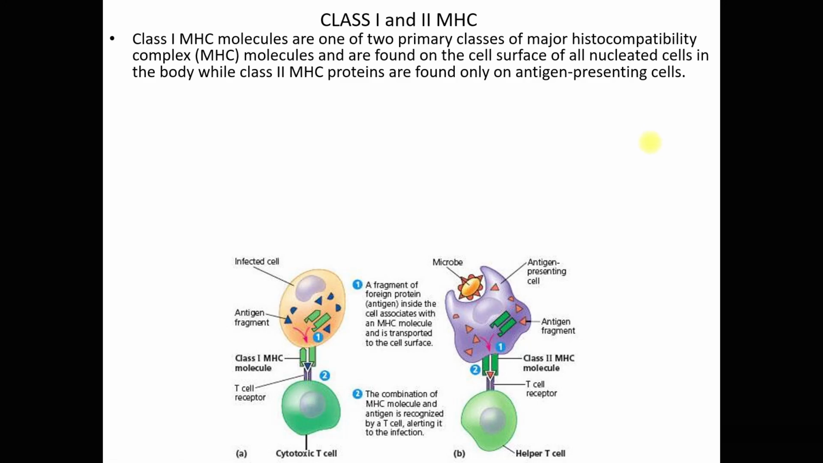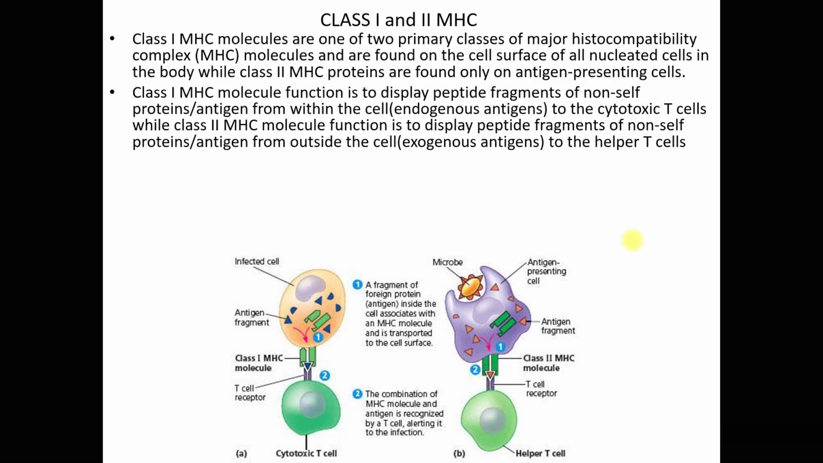Okay, and there are two types of MHC, right? They are the class 1 and class 2 MHC, and these class 1 MHC are found only on the cell surface of all nucleated cells in your body. While the class 2 MHC proteins or complex molecules are found only on antigen presenting cells, the APC, right? And by now you should know there are three cells that can behave like an APC. They are the macrophage, dendritic cells, and the B cells.